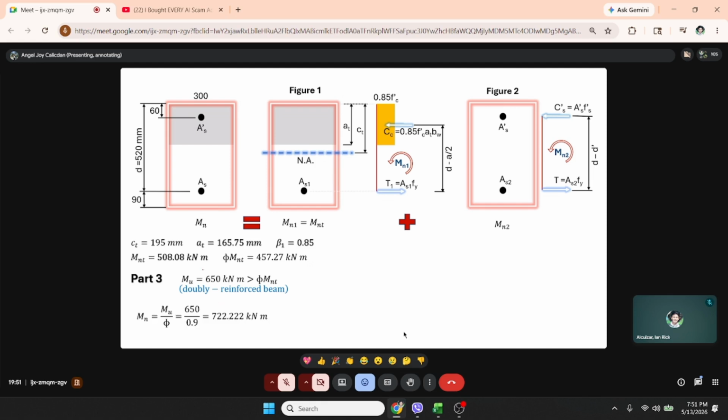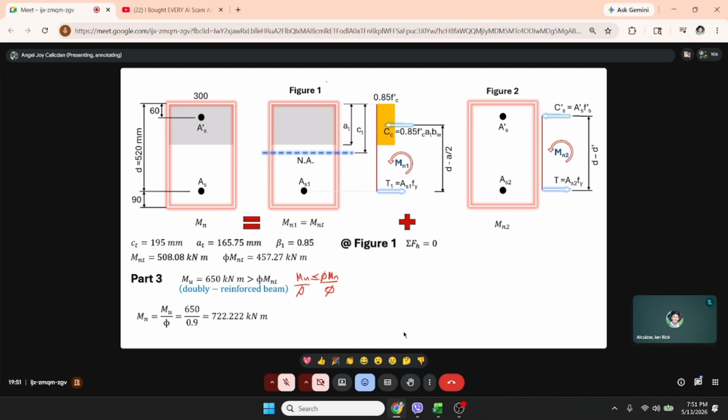But first, let's solve for this, ang Mn. So since Mu is less than or equal to phi Mn, and if isolve na to ang Mn, divide both sides by phi. So Mn is just Mu over phi. So 650 over 0.9. And Mn is 722.222 kN-m.